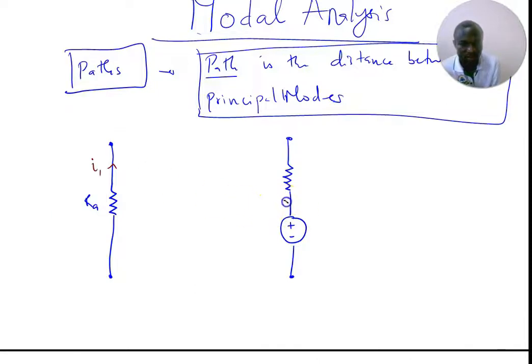Let me do the current flowing downwards, and let me call it I2. Let me call this one VA. Then I have RA. I can get a path like this.